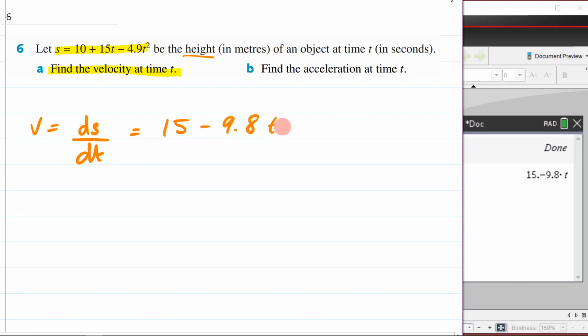And we're done. It says find the velocity at time t, so we just don't sub anything in for t, we just leave it like that. You could write it as meters a second.